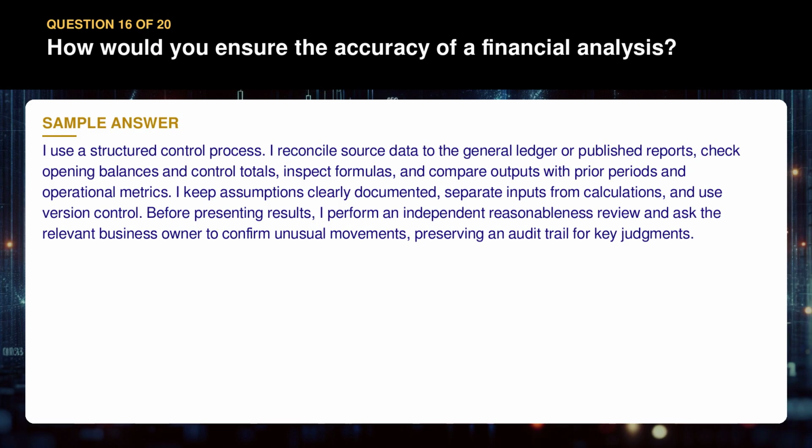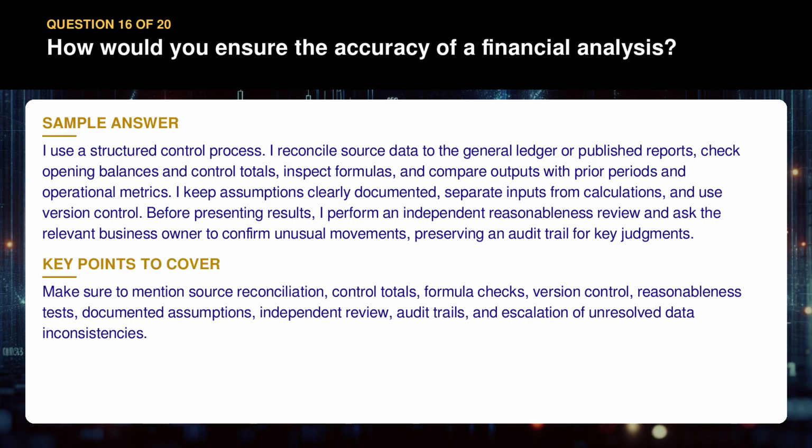I keep assumptions clearly documented, separate inputs from calculations, and use version control. Before presenting results, I perform an independent reasonableness review and ask the relevant business owner to confirm unusual movements, preserving an audit trail for key judgments. Make sure to mention source reconciliation, control totals, formula checks, version control, reasonableness tests, documented assumptions, independent review, audit trails, and escalation of unresolved data inconsistencies.